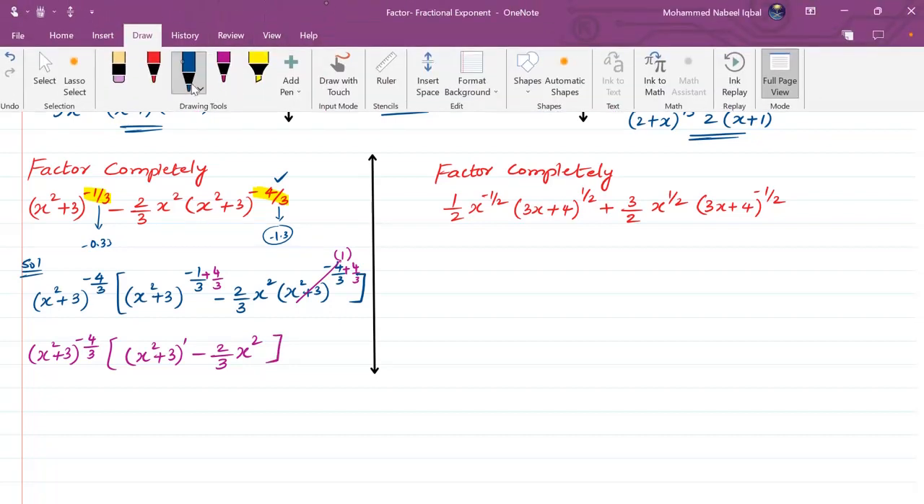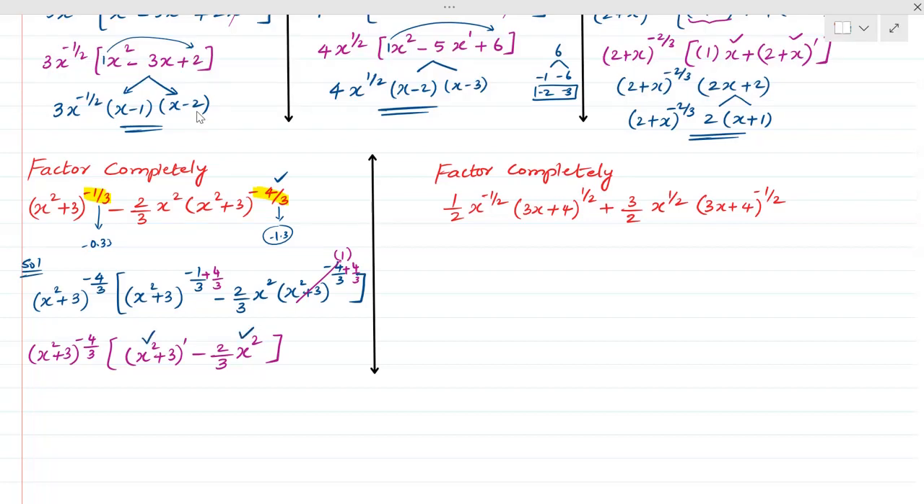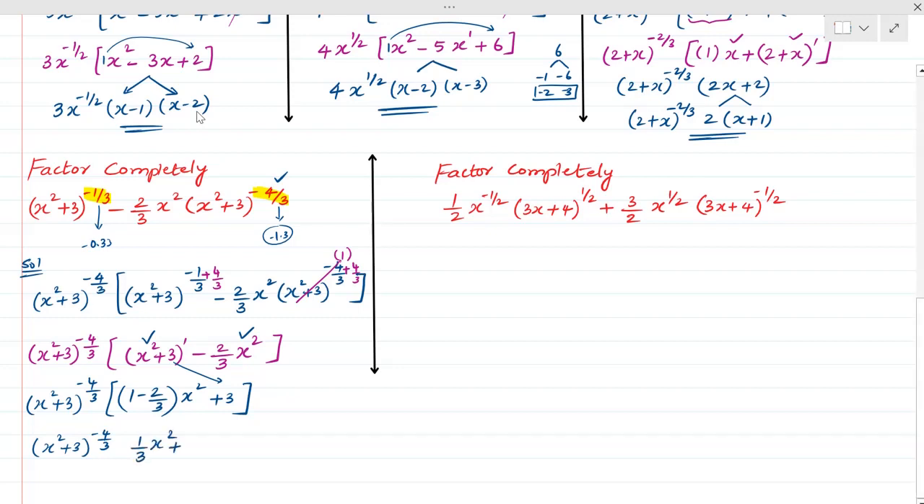X square terms, we have 2 terms of x square. So I have to add that one. What is that? 1 minus 2 over 3 is a common x square. This plus 3 will be as it is. And the outside value we have x square plus 3 to the power minus 4 over 3. Now simplify x square plus 3 to the power minus 4 over 3. Here if you simplify you will get 3 minus 2, which is 1 over 3, x square plus 3. So this is the final factoring.